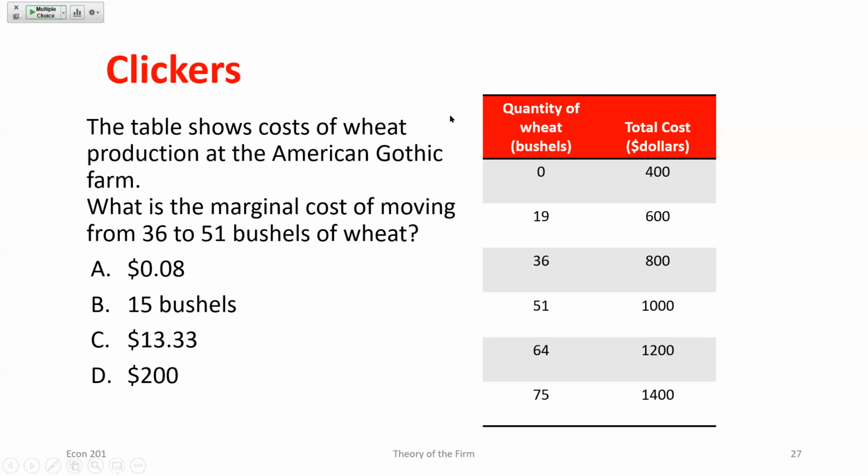All right, so to find my marginal cost, all I'm doing is taking this change in cost of 200 and dividing it by my change in output, or my change in quantity, of 15. So 200 divided by 15, we should have gotten 13.33. Using that formula, which I've got written on the board: change in cost, going from 800 to 1,000, was $200, divided by the change in output, going from 36 to 51, a change of 15.